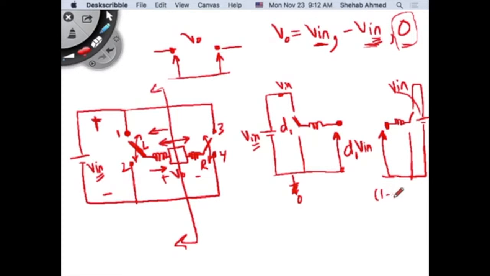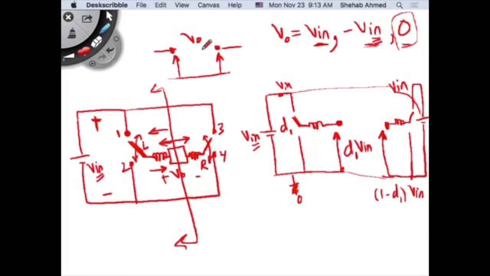Exactly. 1 minus D1, which is the same duty cycle, because I said that if this is the top, this is the bottom. This is the bottom, this is the top. So they're opposites of each other. So for the switching period, if this is D1, this is 1 minus D1. It's 1 minus D1 times same V input, because they're connected to the same DC input, right? So on one side I have D1 times V input. The other side I have 1 minus D1 times V input.